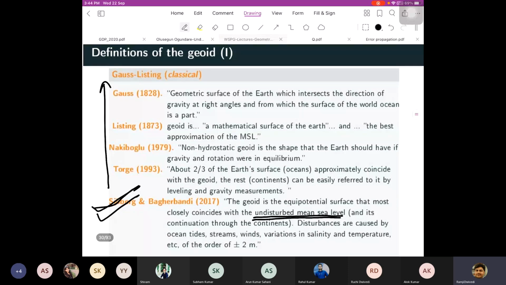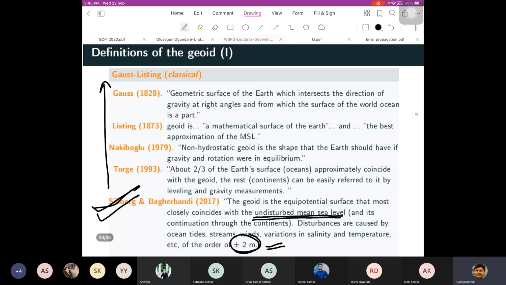Now, it is very much clear in the definition that it should be the undisturbed mean sea level, but actually it is not the case. Undisturbed mean sea level, are you serious? Because there are a lot of natural phenomena that disturb this sea level, which we all know: the tides, the streams, the winds, the variation in the salinity, the temperature, etc. They are all part of the climate change, and the variation is of the order of plus minus 2 meters.